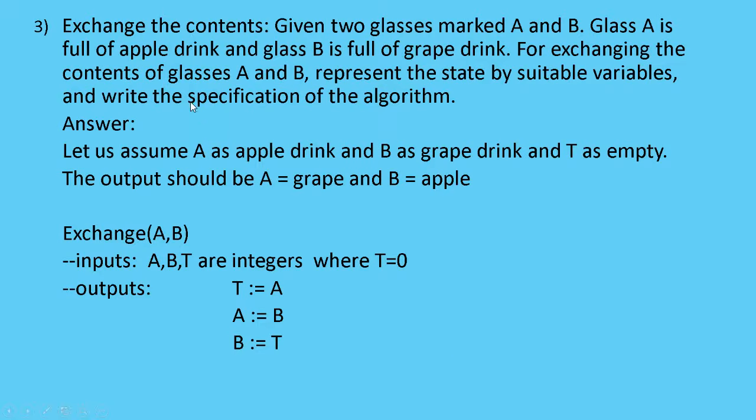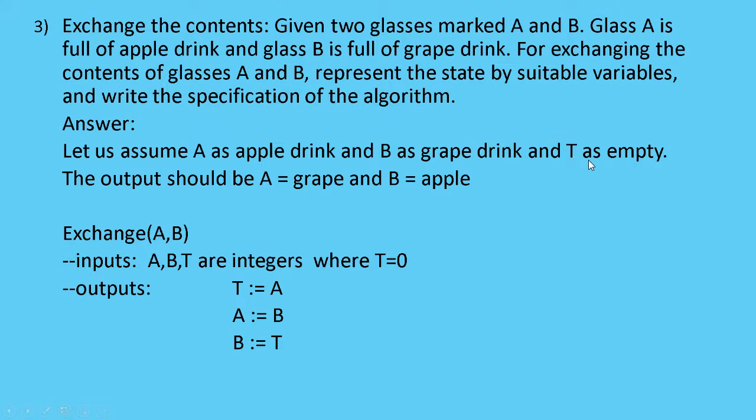Exchange the contents of two glasses marked A and B. Glass A is full of apple drink, B is full of grape drink. For exchanging the contents of glasses A and B, represent the state by suitable variables and write the specification of the algorithm. Okay? So let us assume, first, that A is having apple drink, because we should represent by suitable variables. So A is apple drink, B represents grape drink, and we have one more thing, that is t.